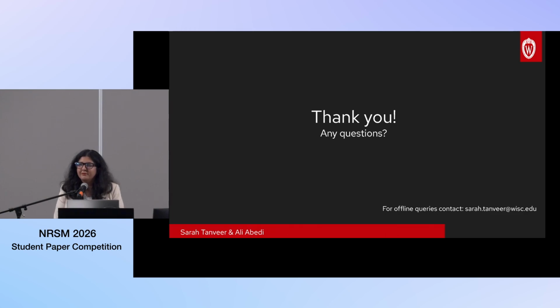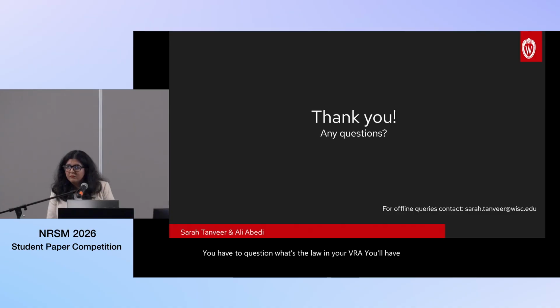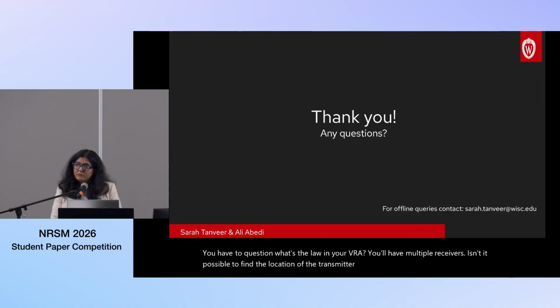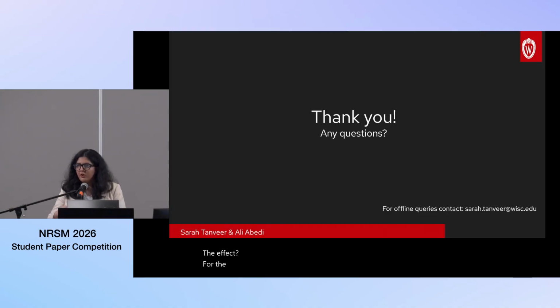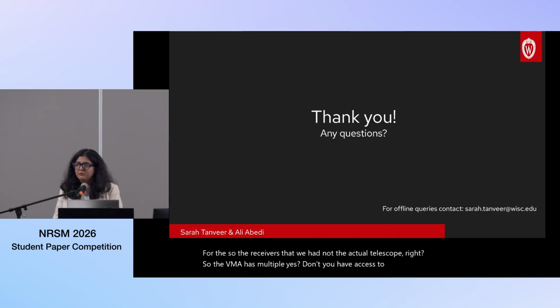Two questions. First of all, in your VLA, you have multiple receivers. Wasn't it possible to find the location of the transmitter and cancel out the effect? So for the receivers that we had, not the actual telescope, right? So the VLA has multiple antennas. Yes. Don't you have access to each signal? And then based on that, you can calculate the location of the transmitter and cancel out the effect of that?